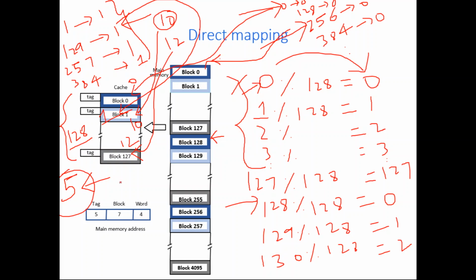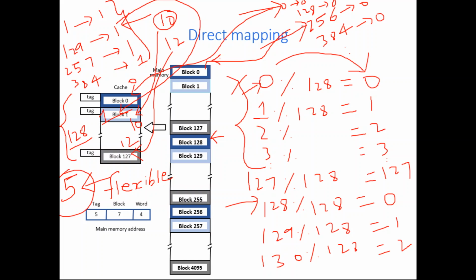This is the problem with direct mapping. It is less flexible. Say I want to move block 256, but block 0 is not free. Block 0 is already occupied by some other block. Can I keep block 256 in some other empty block of the cache memory if there is one available? No, you cannot. That is what the direct mapping concept says.